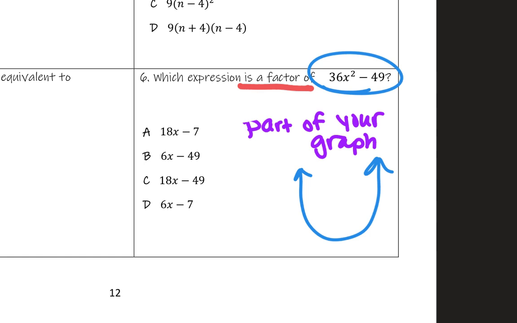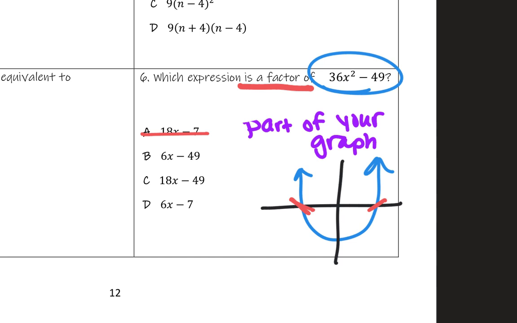Now, what you're looking for as an answer, because it's a factor, it has to hit, so if this is your x and y, it has to hit in the same spot as one of your x-intercepts. So we already saw that A is not an option. So I'm going to make it now look like option B, which is 6x minus 49. That one doesn't hit either, so it's not B.